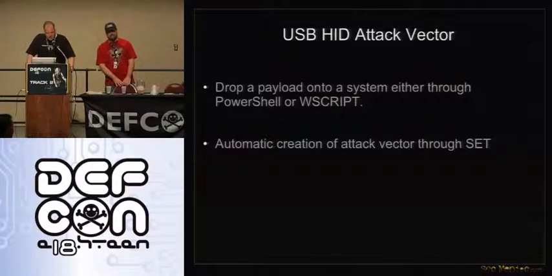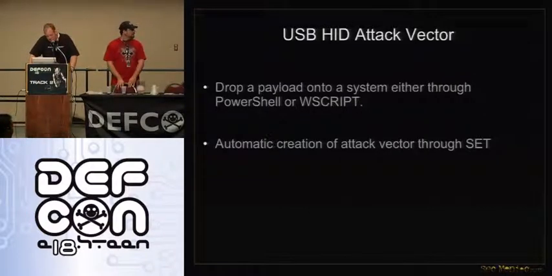So you can drop a payload on the system either through PowerShell or WScript, the two main methods. Automatic creation of the attack vector through SET. That's the big thing. That's why I wanted to show SET today. It will actually create the attack vector for you, create the PDE device, which you can load into Arduino, and then copy it over, and you'll see an example of that. And it will compromise the computer for you. So how easy does it get?